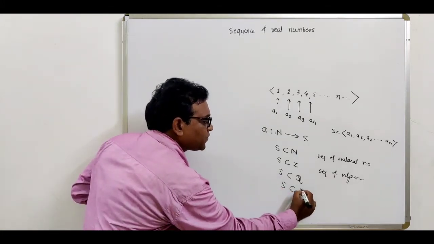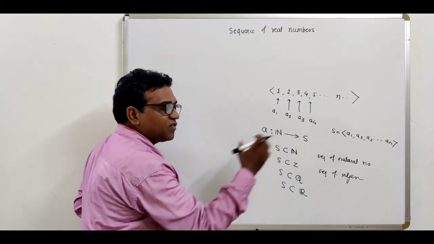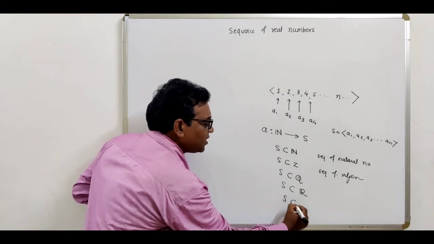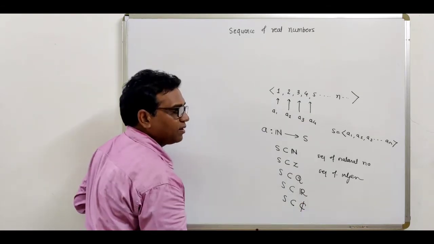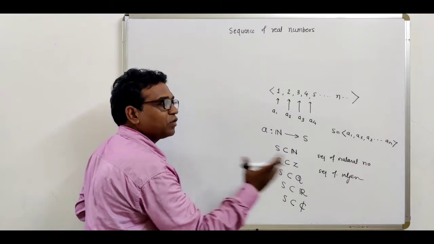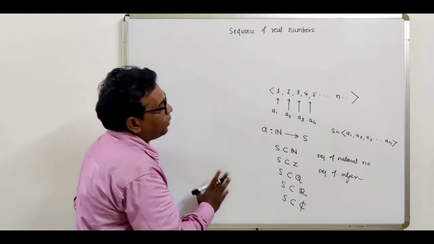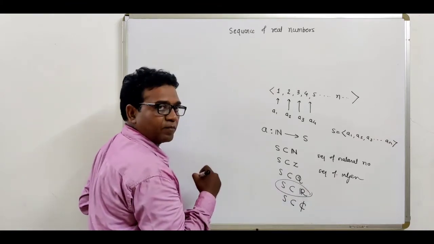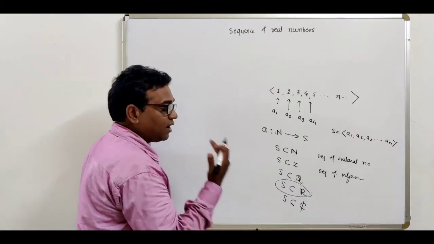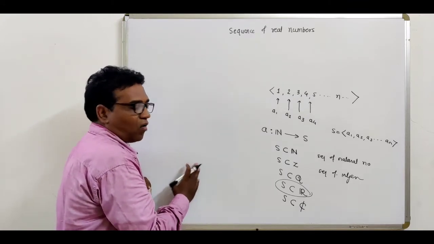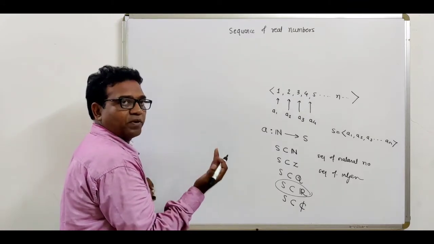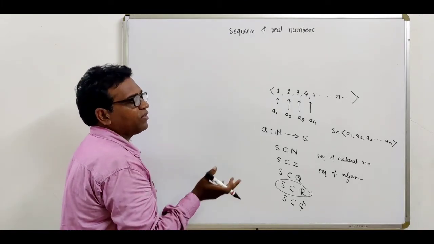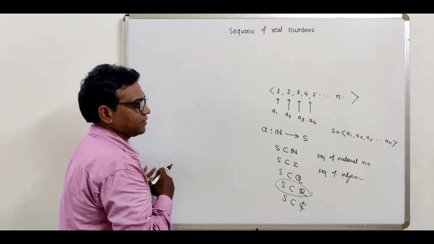If S is a subset of real numbers, then the sequence is called a sequence of real numbers. If S is a subset of, suppose, complex numbers, then this sequence is called a sequence of complex numbers. But in real analysis, we are talking about just the sequence of real numbers, or we can say the infinite sequence of real numbers. Instead of the words infinite sequence of real numbers, we just use the words sequence of real numbers, or just the sequence.